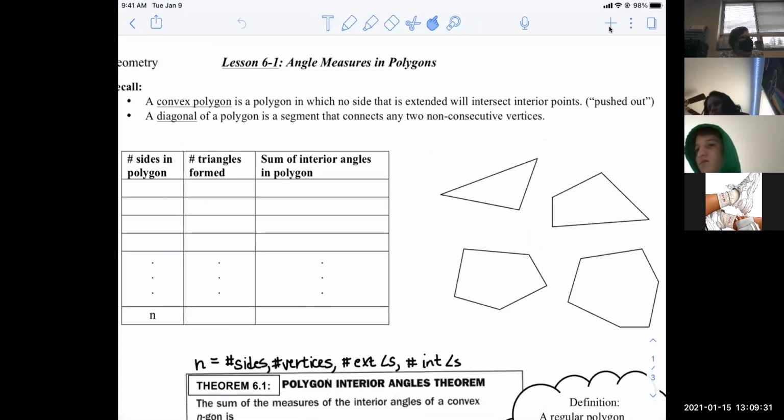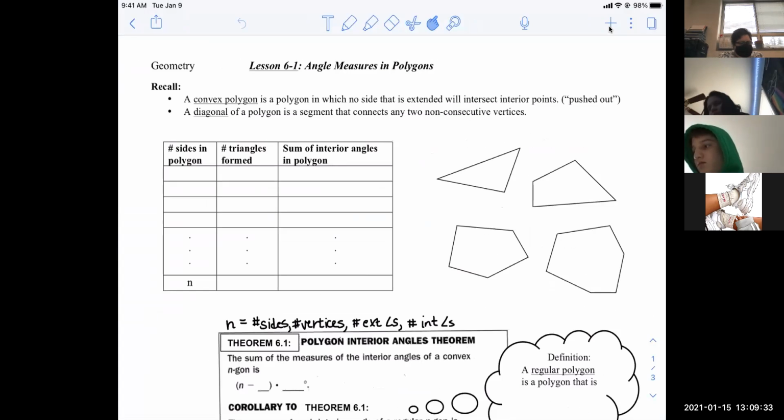So in general, chapter 6 is about quadrilaterals. We are starting this chapter with talking about polygons in general. Quadrilaterals will be the focus after we get past lesson 6.1, but right now we're talking about polygons in general. Remember, the word polygon means many sides.